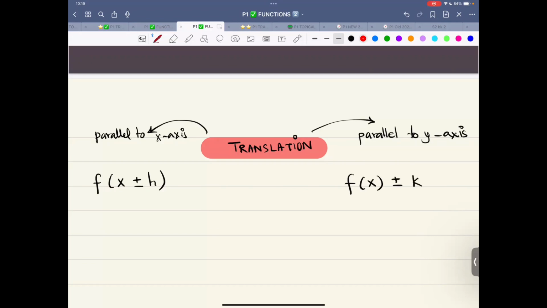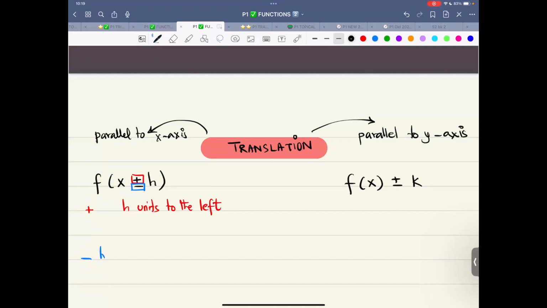Now let me choose the red marker. Over here, plus h means it will move h units to the left. Keep in mind, h itself is a positive value. So plus h means it will move h units to the left. And if there is a negative sign, negative h means there is a shift of h units to the right.